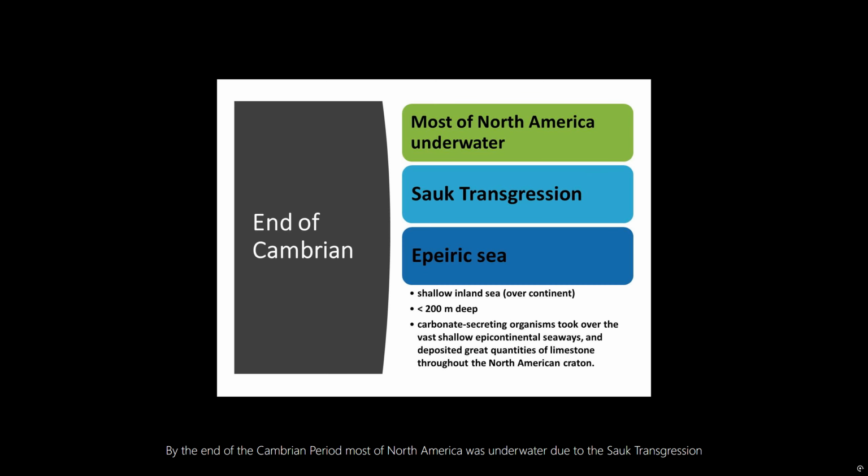By the end of the Cambrian period, most of North America was underwater due to the Sauk transgression of an epeiric sea that was less than 200 meters deep. This resulted in carbonate-secreting organisms taking over the shallow seaways and depositing great quantities of limestone over the craton. This would have the effect of creating a level topography in some areas.